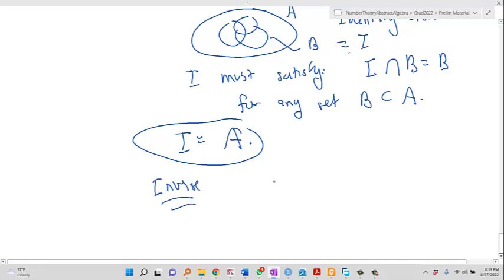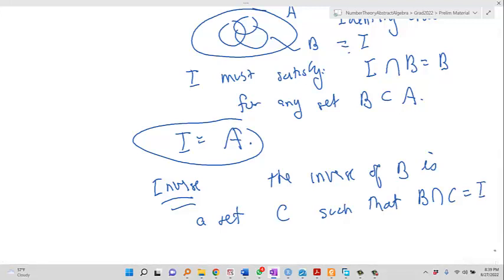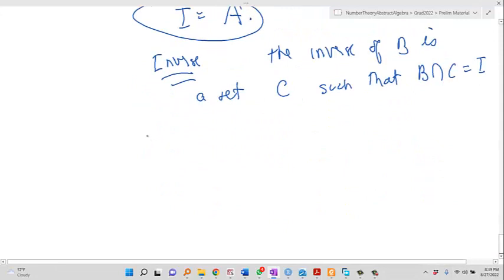Inverse means if I have a set B, the inverse of B is a set, and let me just call it B prime, actually B prime is not so good because that's what we use for complement. So let's just call it C, such that B intersect C is equal to the identity. Right? Now, in this case, the identity is equal to the entire set A.